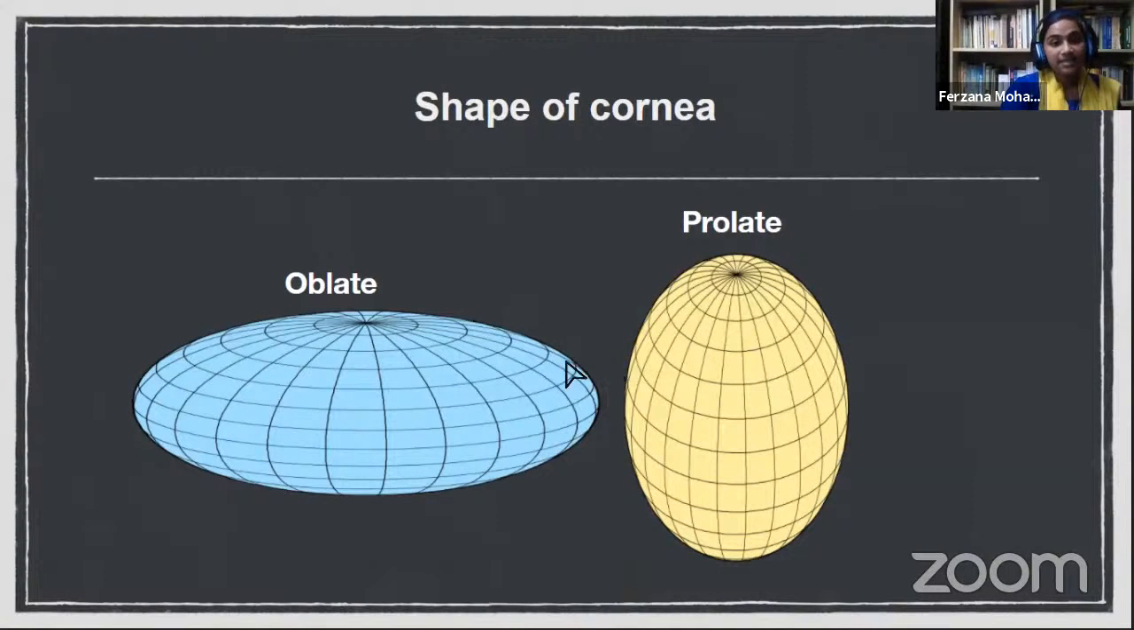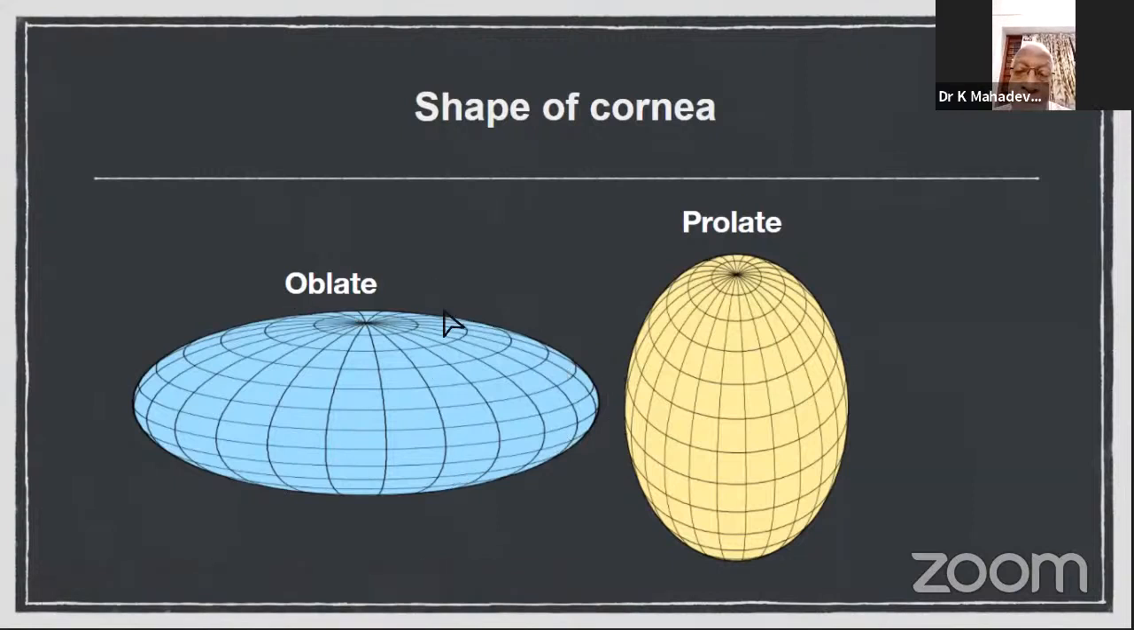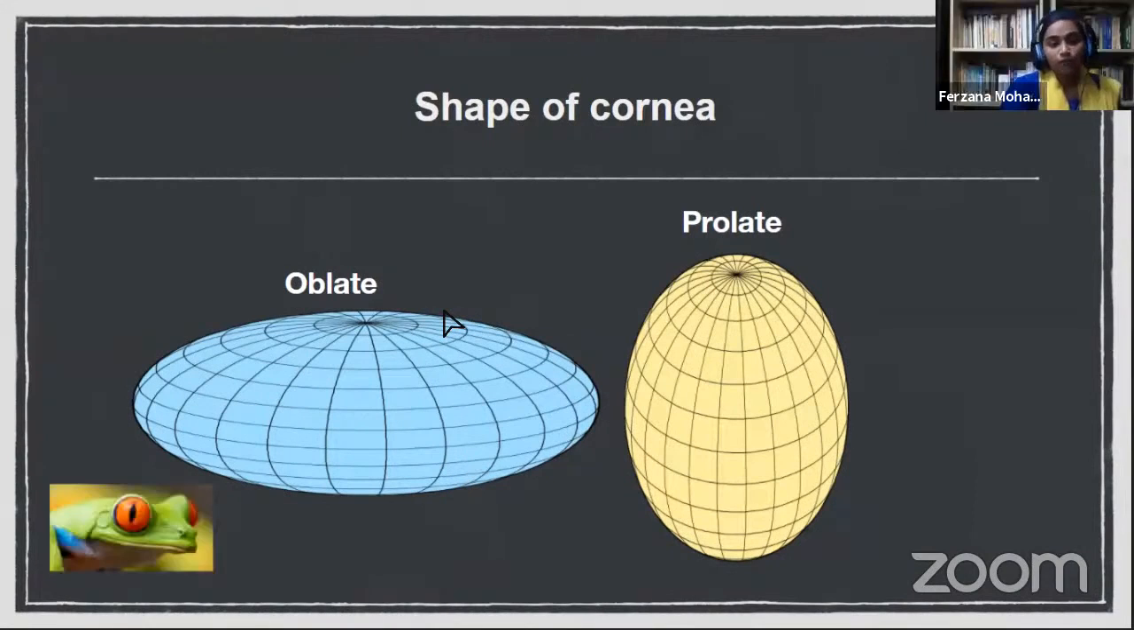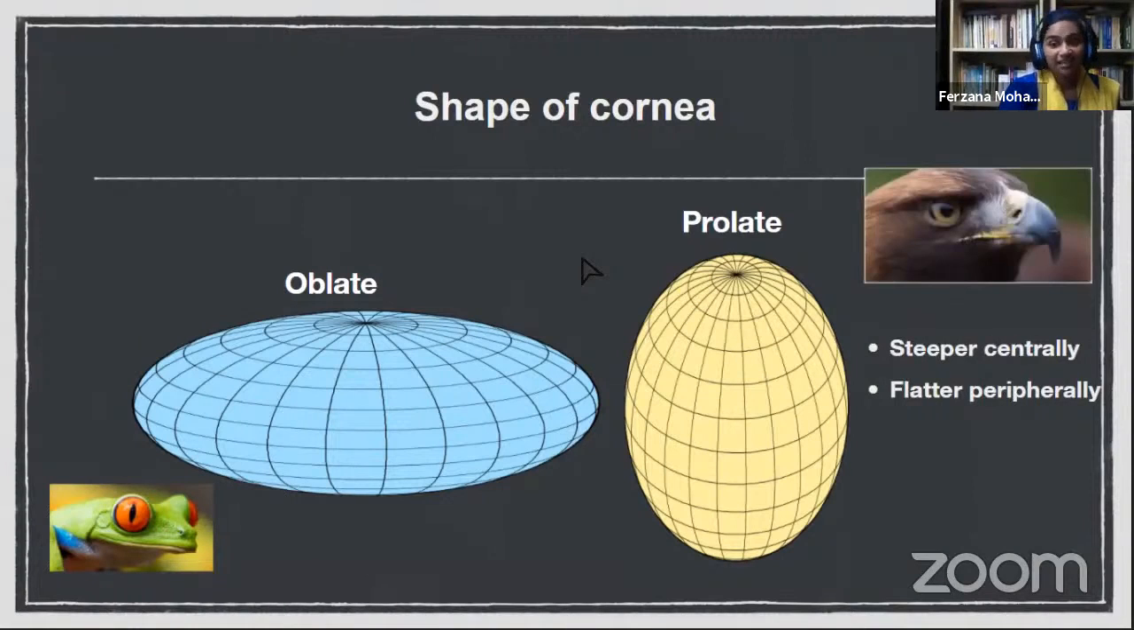Oblate means that it is flat at the center and steep at the poles, and oblate corneas are seen in animals like frogs. Whereas prolate means that it is flat at the poles and steep at the center, and prolate corneas are seen in animals with superior vision like eagles. So we humans are very lucky to have prolate corneas.